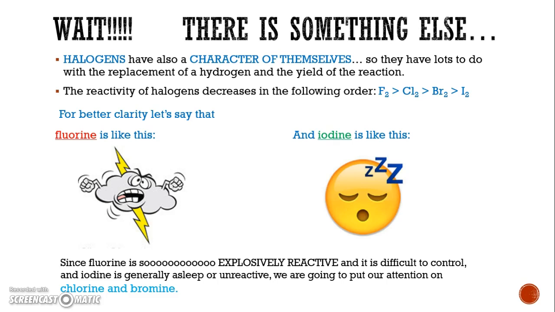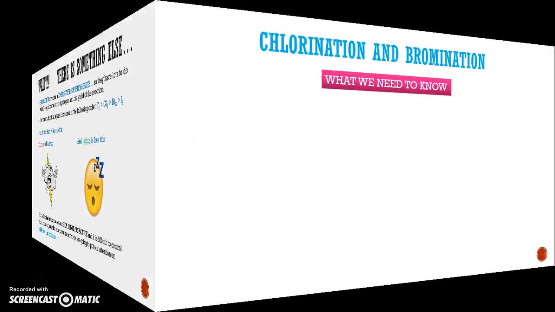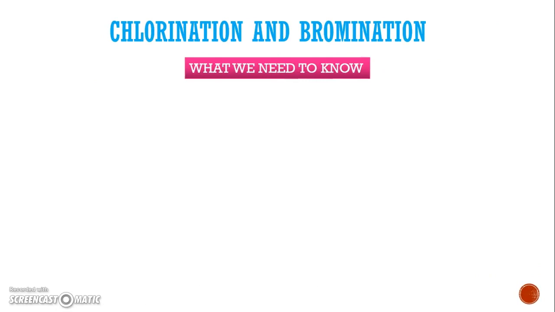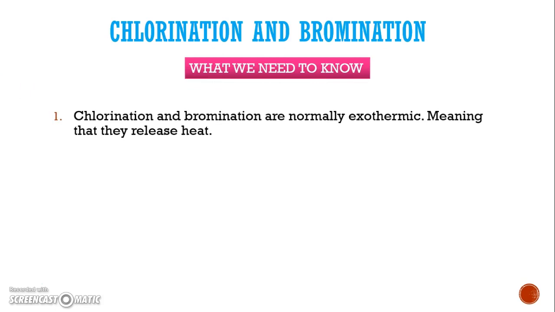So, for the replacement of a hydrogen with a halogen, we are going to put our attention only on chlorine and bromine. We are going to call that chlorination and bromination. What do you need to know? Number one, chlorination and bromination are normally exothermic, meaning that they release heat.